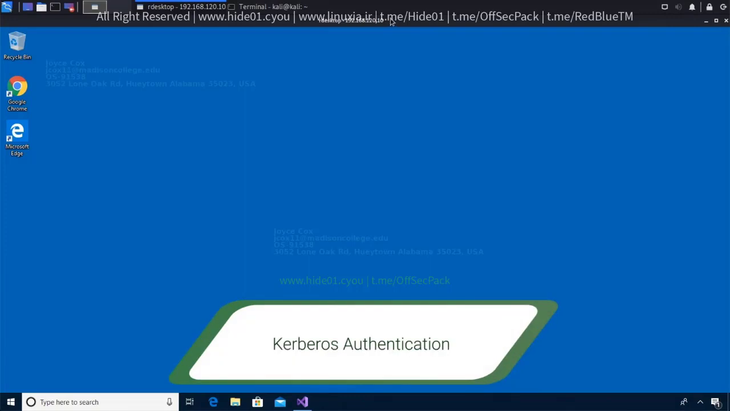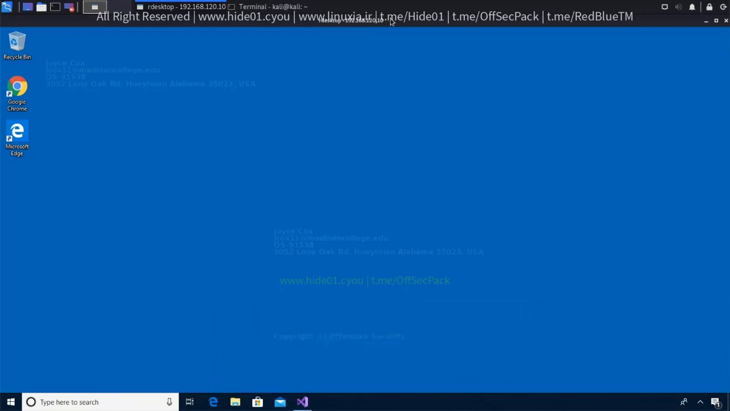Kerberos authentication. The Microsoft implementation of the Kerberos authentication protocol was adopted from the Kerberos version 5 authentication protocol, developed by MIT, and has been Microsoft's primary authentication mechanism since Windows Server 2003.